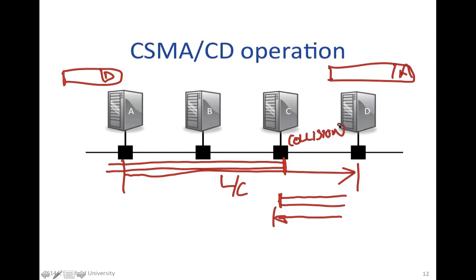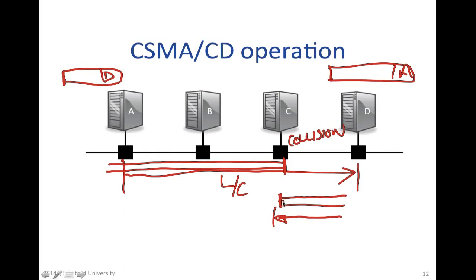And the way that it detects the collision is through a number of mechanisms. One is it just starts to get garbled messages. It sees a much larger number of transitions, basically twice as many transitions on the wire, or the main frequency component is doubled, or the voltage level has been increased. Any of these mechanisms can be used to detect a collision.